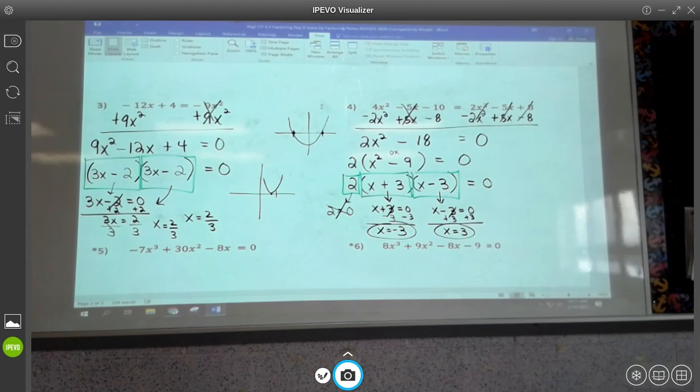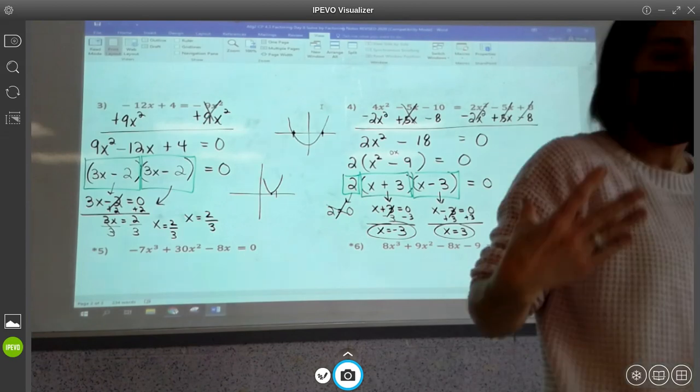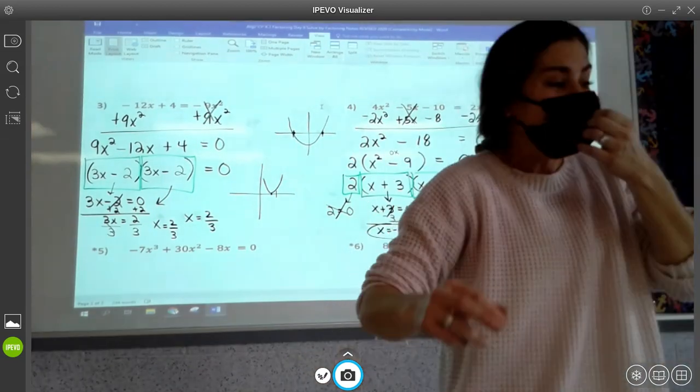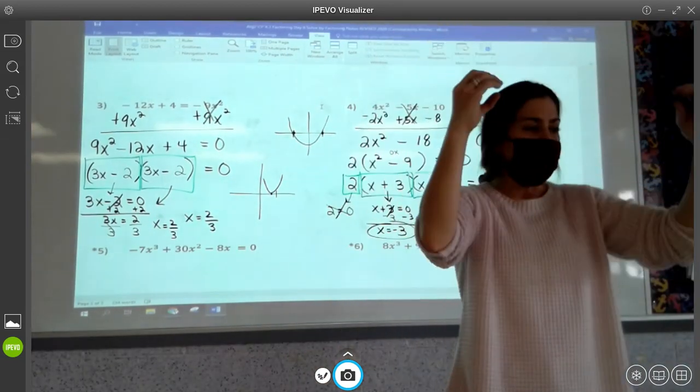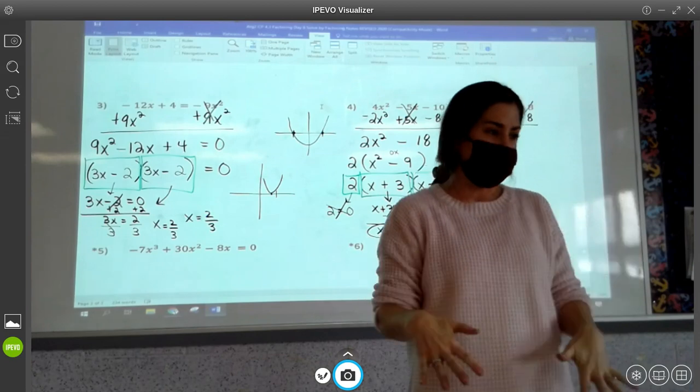Excellent. Like I said, hopefully the factoring isn't the hard part anymore. We spent 7 days on that. We should know how to factor. Now all you have to do is that one extra step. Take your factors, set them equal to 0, and solve.